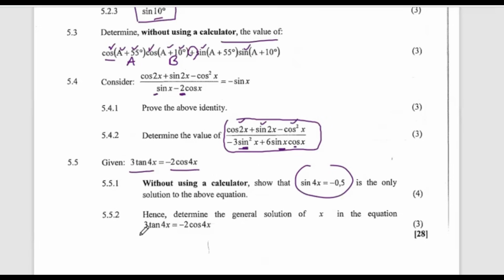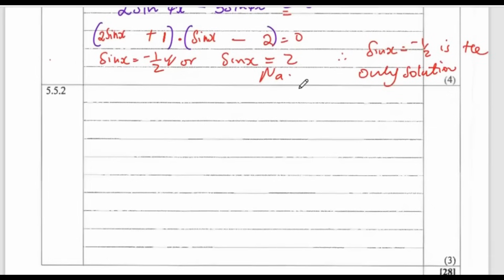5.5.2. Hence, determine the general solution. So for the general solution, since this is the only solution, we only need to get what we call the reference angle. If we get the reference angle, then we're good to go. So our sign is negative, right? So we're going to look at quadrant number 3 and then quadrant number 4, because those are the only quadrants where sine is negative.